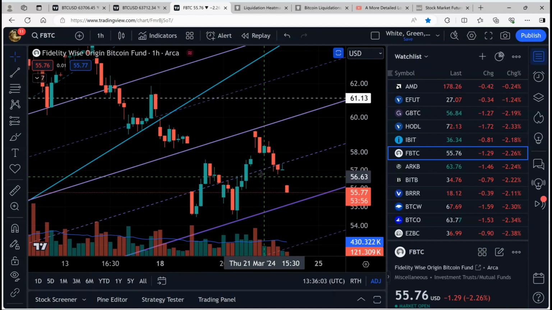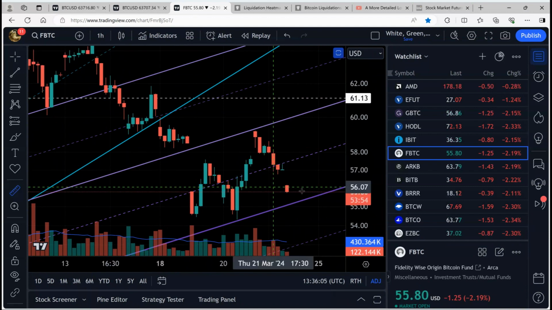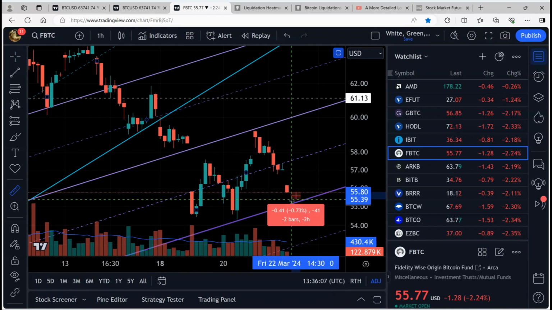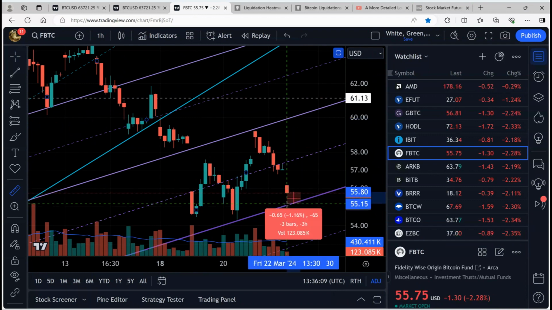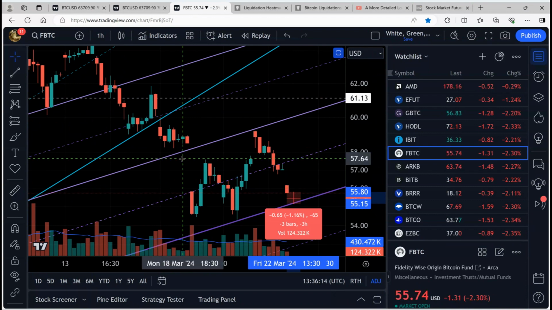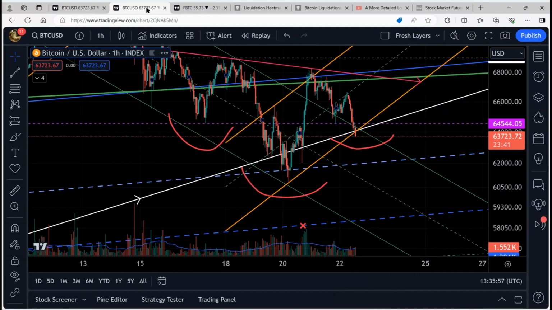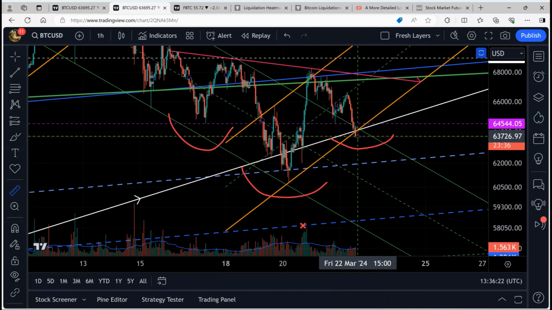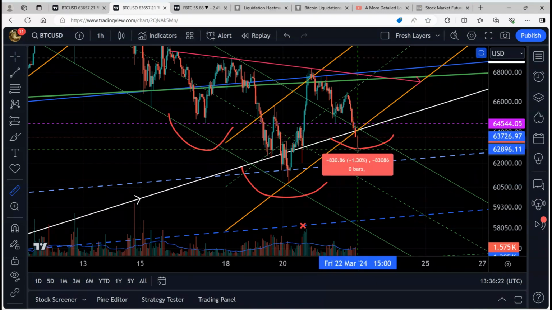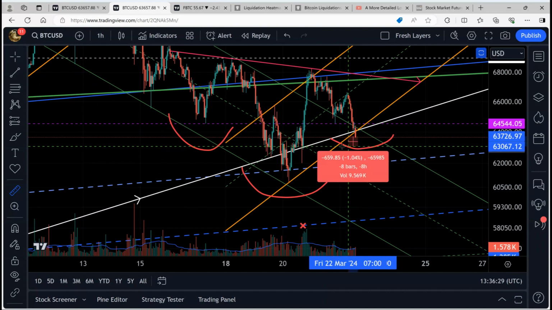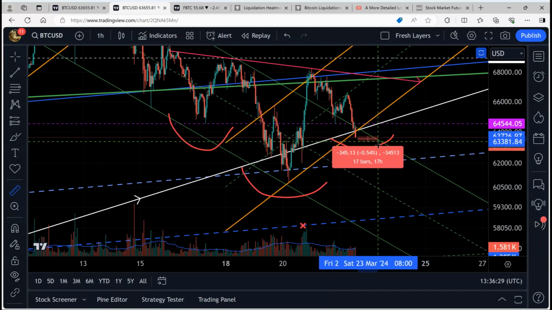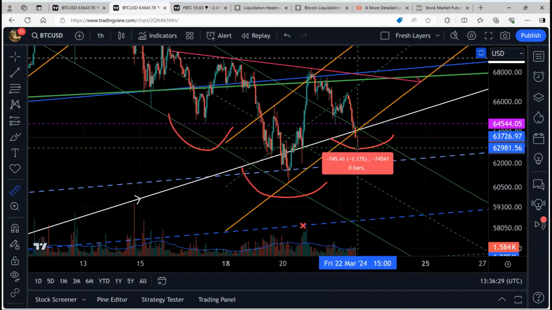It could potentially come down another, let's see, about 1.111%. Let's see what that does over here. Well, it would bounce off of this. It would be bouncing off of the little curvy line that I made.